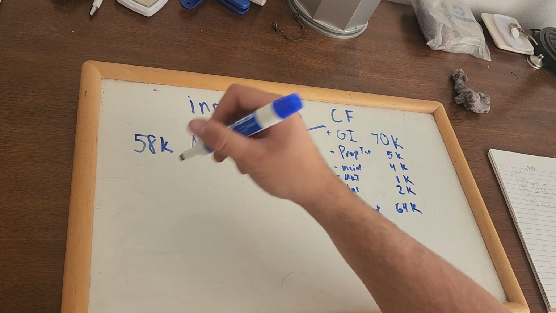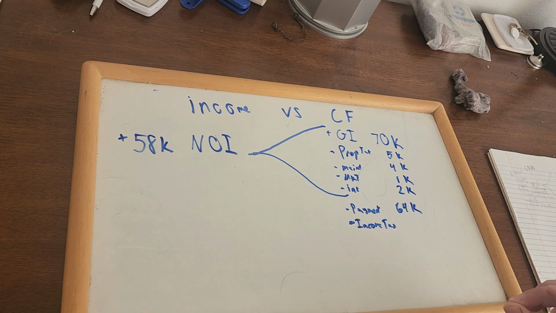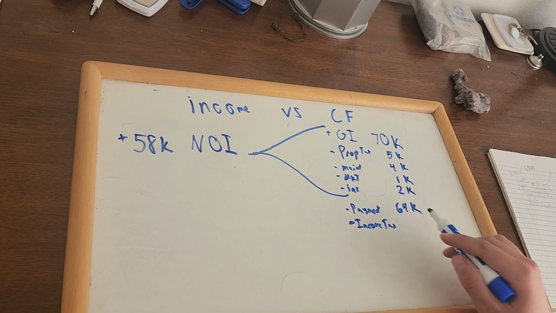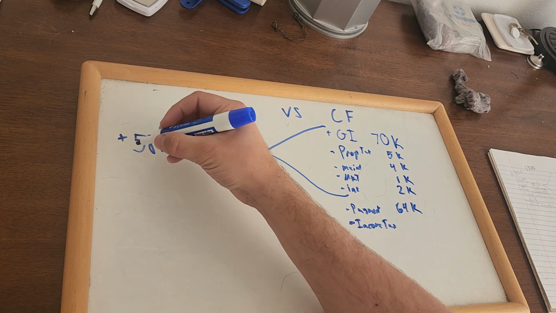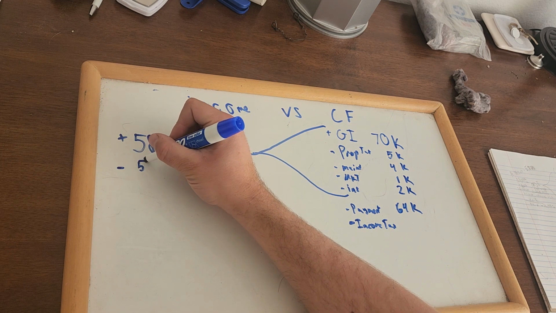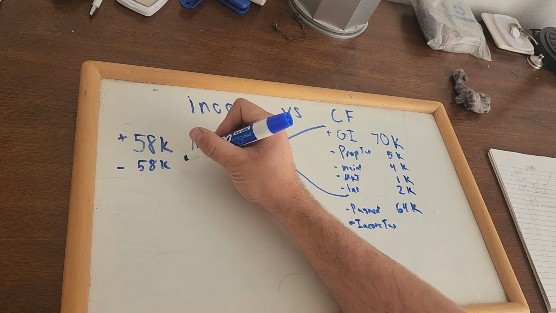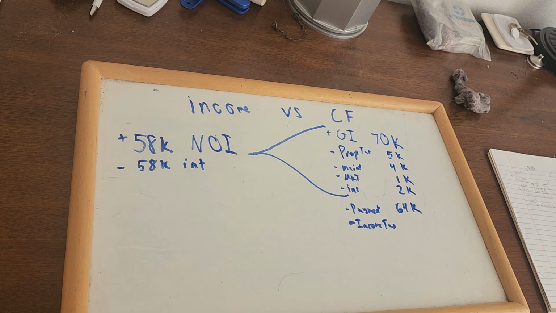Okay, it's a positive number. Next, we have to subtract out the interest portion of our loan payment. To make our numbers easy, I'm going to say we're putting roughly 10% of this loan payment toward amortization, which would be about $6,000, which would put our interest at $58,000. So minus $58,000 worth of interest.